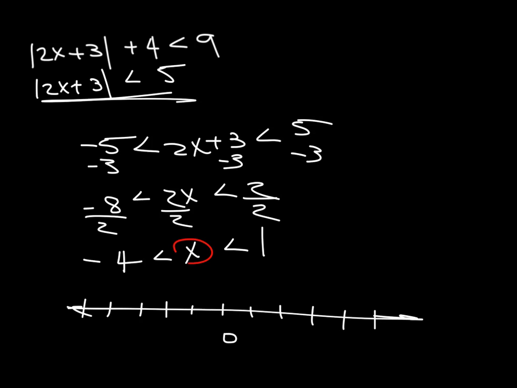It says that x is bigger than negative 4, but it's not negative 4. 1, 2, 3, 4, so it's rounded. So I know it's going to be a number over this way because it has to be bigger, but it's not going to be bigger than 1. It's going to be somewhere in the middle there. Alright, and you're done.